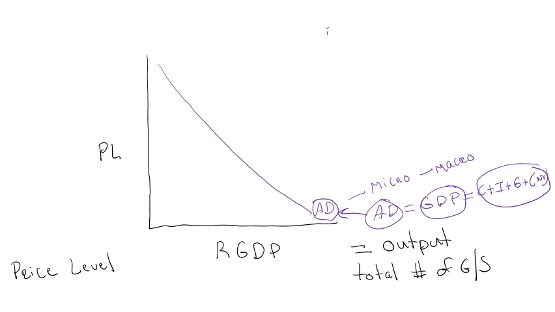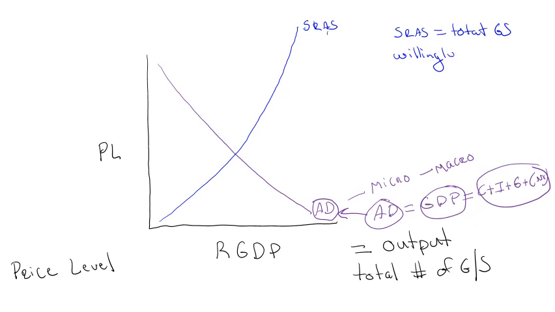So let's add our short run aggregate supply. Our aggregate supply curve in the short run is going to curve up. We're going to label it short run aggregate supply. And this is our total goods and services willingly supplied. So we're talking about producers here. What are producers willing to produce at any price level in your economy? We're not talking about just one good, we're talking about total goods and services, so everything in your economy.